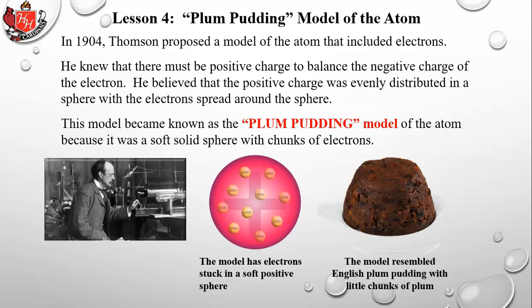So this big positively charged sphere with these little negative particles called electrons put in it. Of course, we know that's not correct today, but it was just a first attempt to explain how an atom was structured.